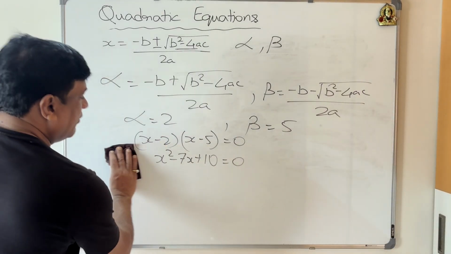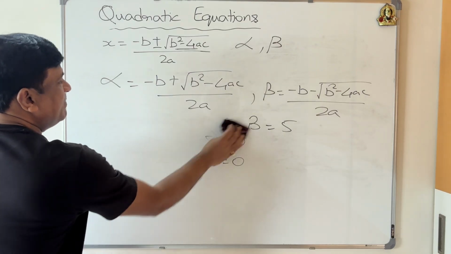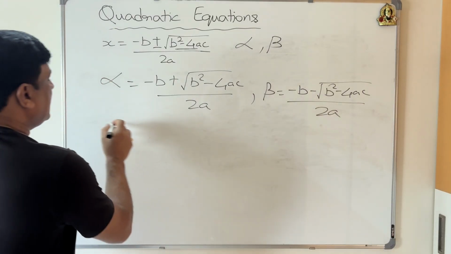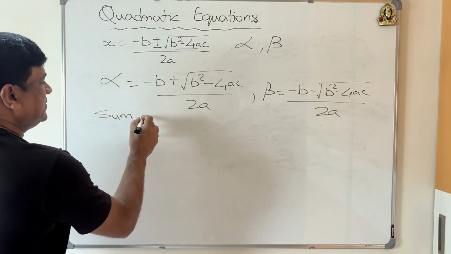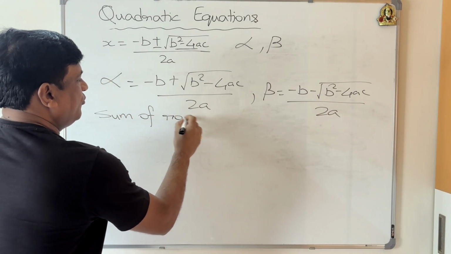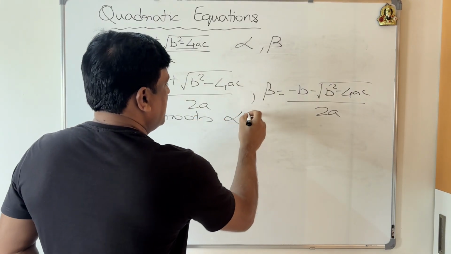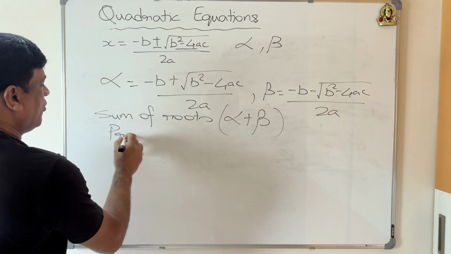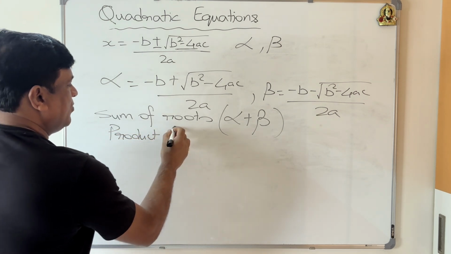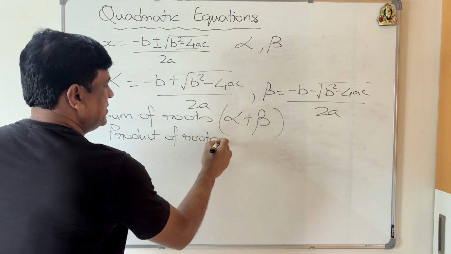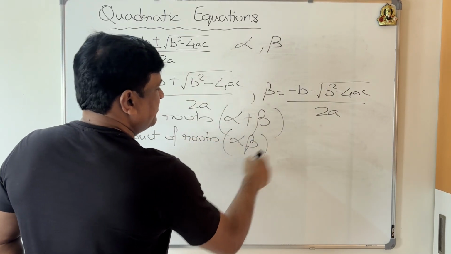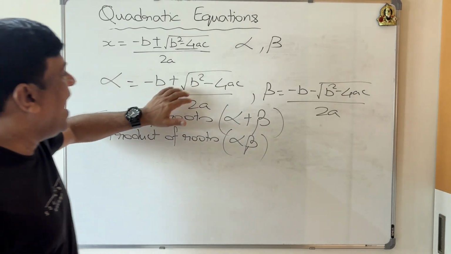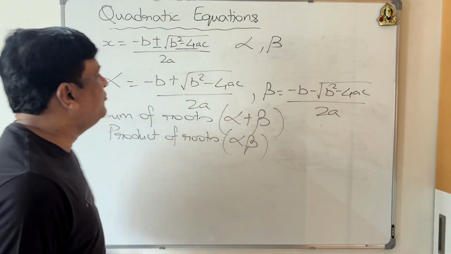So now, to easily find it without multiplication, there is a concept called sum of roots, which is nothing but alpha plus beta, and there is a concept called product of roots, which is alpha times beta. Okay, now can you find out alpha plus beta? Yeah, add these two.